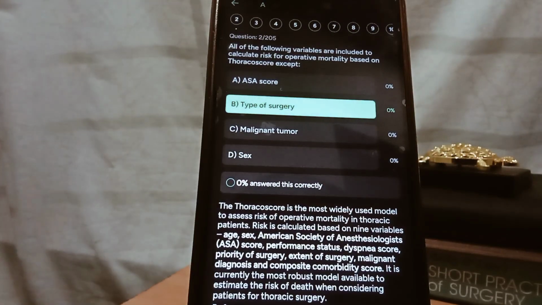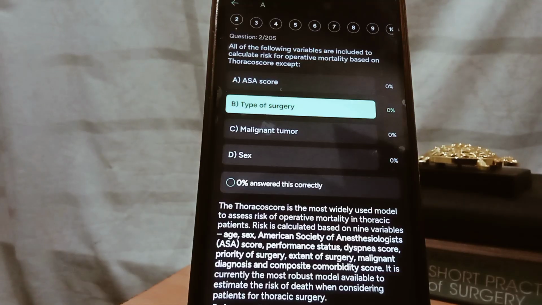Then all of the following variables are included to calculate risk for operative mortality based on Thoracoscore, except ASA score, type of surgery, malignant tumor, and sex. The answer is type of surgery.